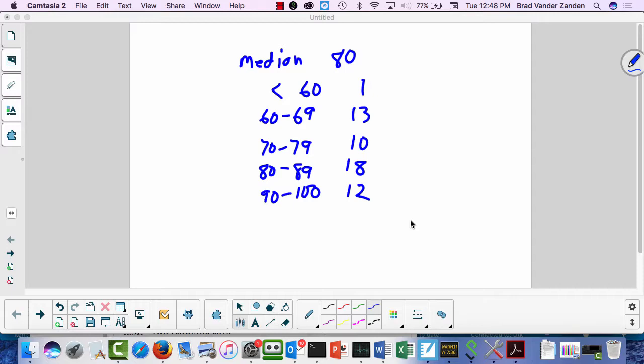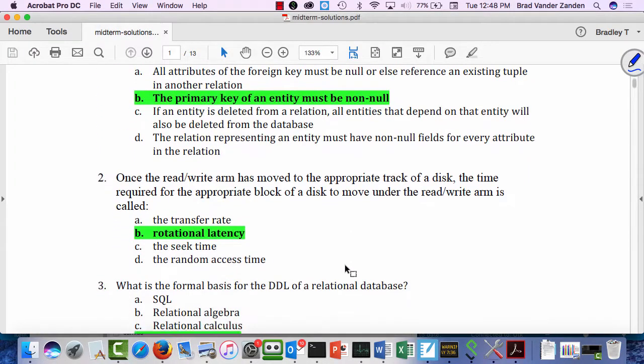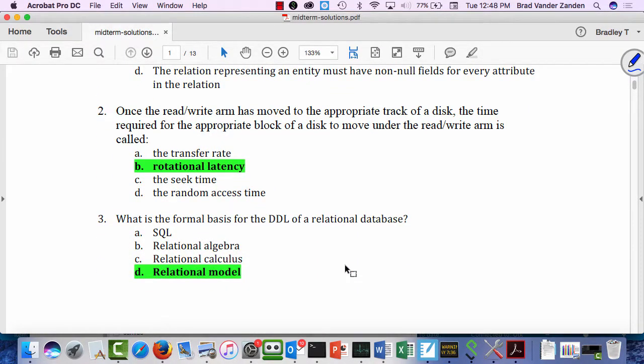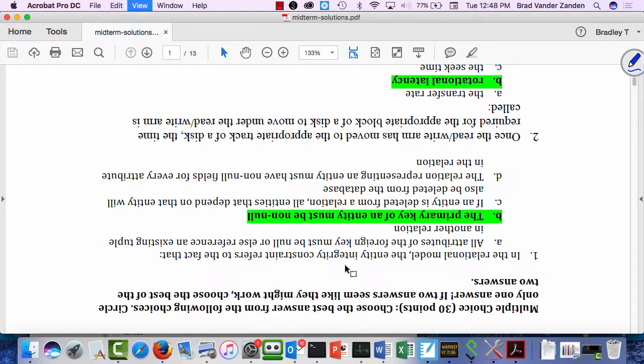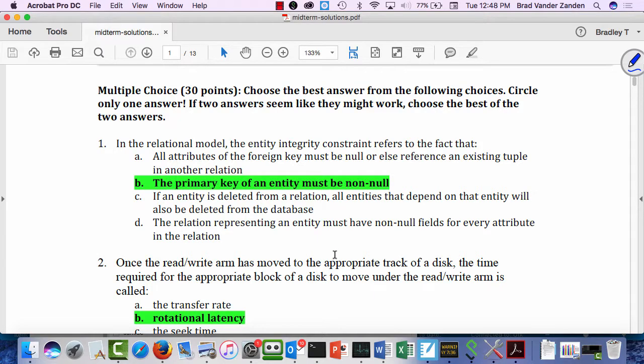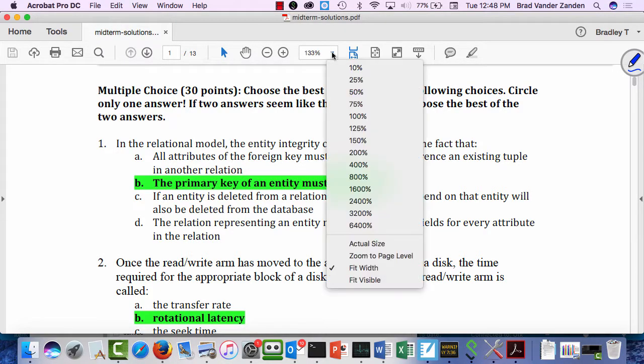So I'm only going to go over parts of the test. I'll post the test and the solutions later today. There are only a few problems that really gave people difficulty on the exam. A couple of them were a little bit surprising.